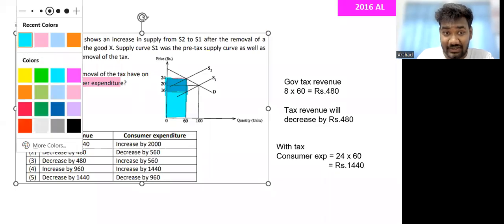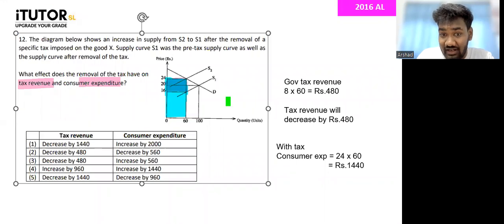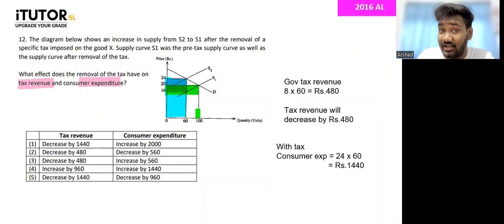Now, when the tax is removed, what is the consumer expenditure? When the tax is removed, now the consumer will pay 20 rupees and buy 100 units, right? This is the consumer expenditure now. This green one, right? He is paying how much? He is paying 20 now. The new equilibrium price, 20 into 100, right?